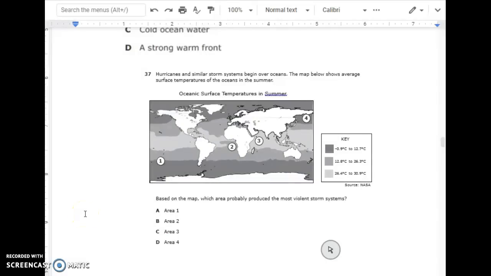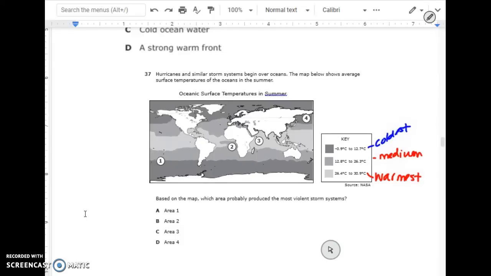All right, so hurricanes and similar storm systems begin over oceans. The map below shows average surface temperatures of the oceans in the summer. Just by looking at this key, we can see that this is -9 to 12 degrees Celsius, and then the 12 to 26, this is going to be our coldest. This is going to be our warmest down here, and this one's kind of in the middle with medium dry weather.